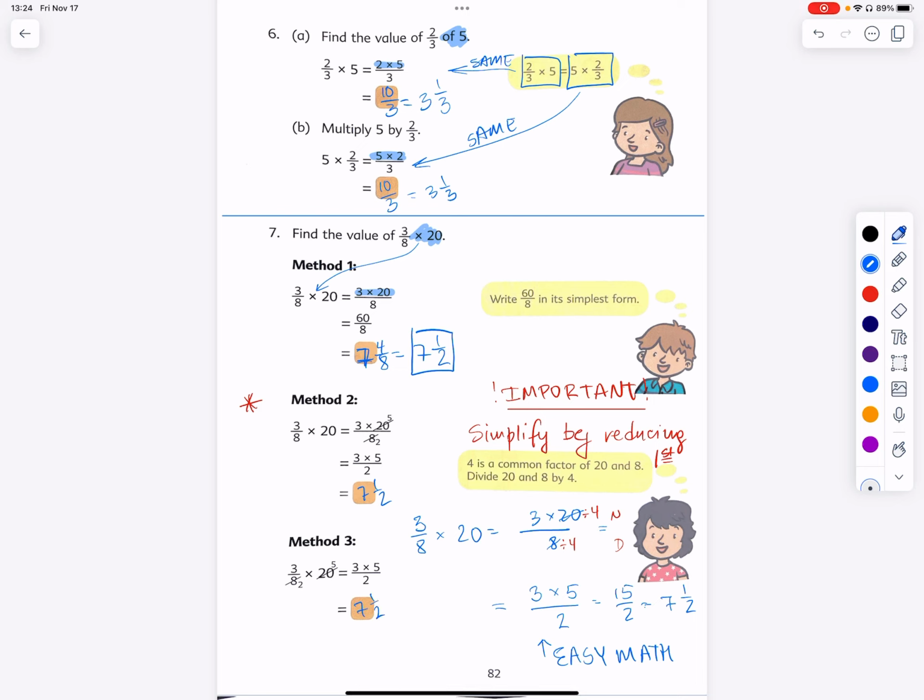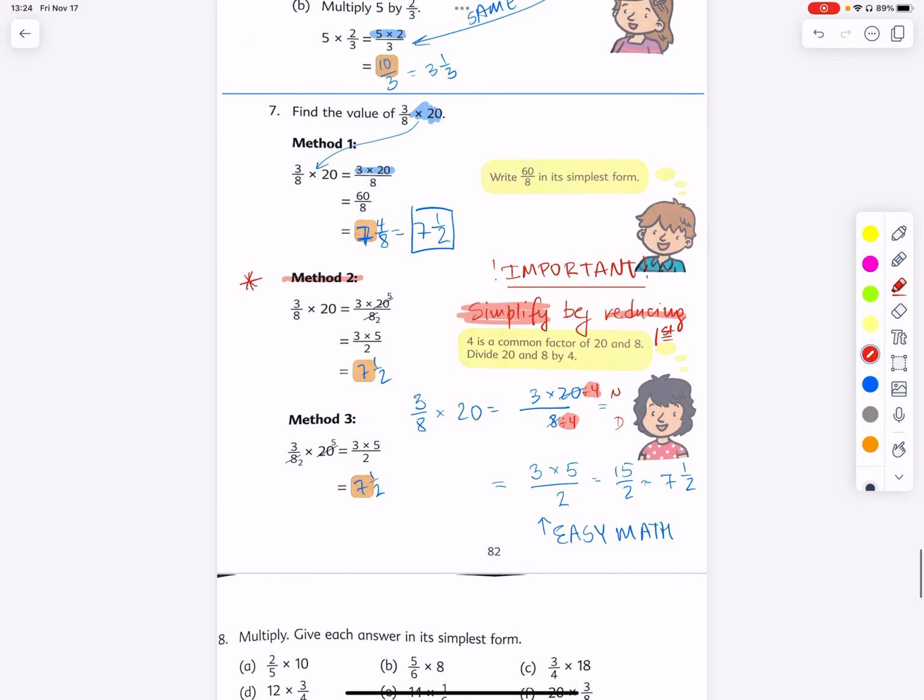Again, this is very important because we learned to simplify. Simplify your fraction by finding common factors first. Simplify your numerator and denominator by dividing by a common factor. Reduce your fraction first to give you easier math.